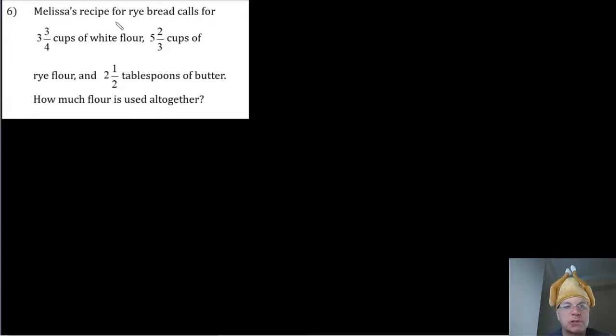Problem number 6, Melissa's recipe for rye bread calls for 3 3/4 cups of white flour, 5 2/3 cups of rye flour, and 2½ tablespoons of butter. How much flour is used altogether? So the word "altogether" is the key that we're adding the cups of flour. So that would be 3 3/4 plus 5 2/3. The 2½ is not part of this problem. It's extra information that we don't need.